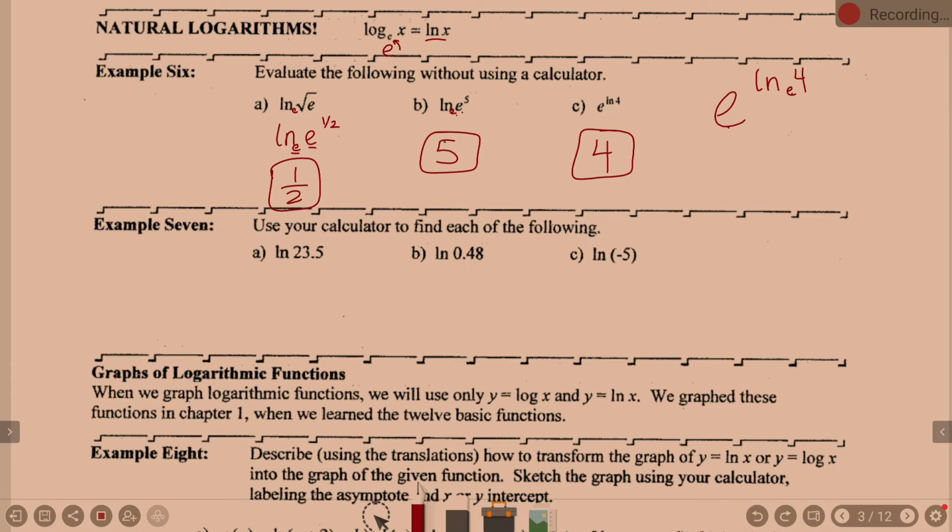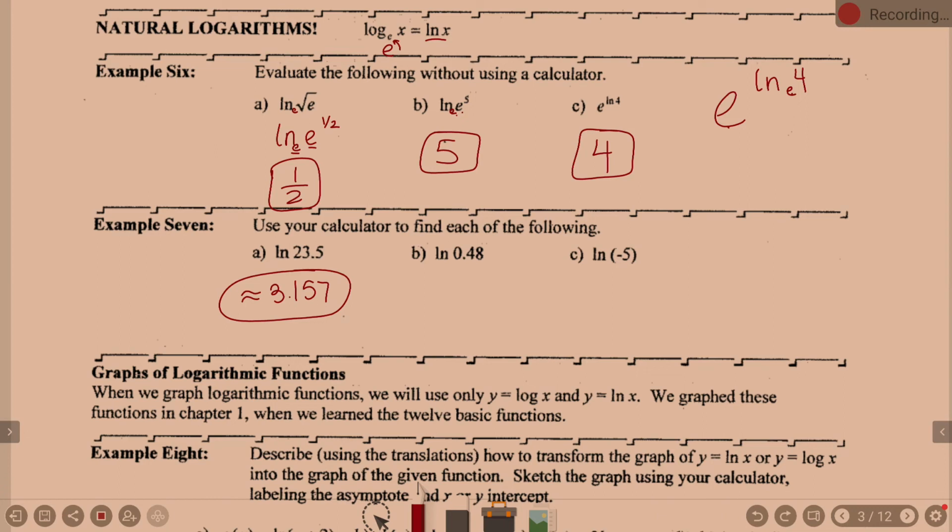Example 7, your favorites. Use the calculator. On this one, we're going to use the LN button as opposed to the log button. The LN button is right below the log button. So type it in. When you do natural log of 23.5, you get what to 3 decimal places? Approximately 3.157.